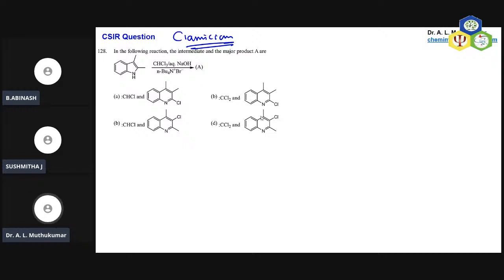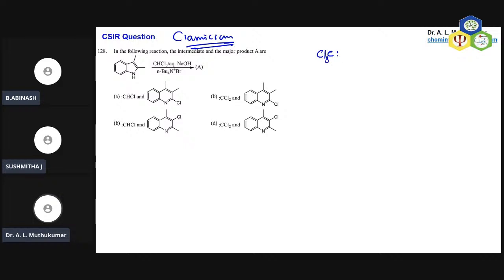So just before, I explained the mechanism of this Ciamician-Dennstedt rearrangement with pyrrole as a reactant. Now they have asked indole as a reactant. They have used the same scheme, the same reagent is used here. So initially, what happens here? We have already known that.